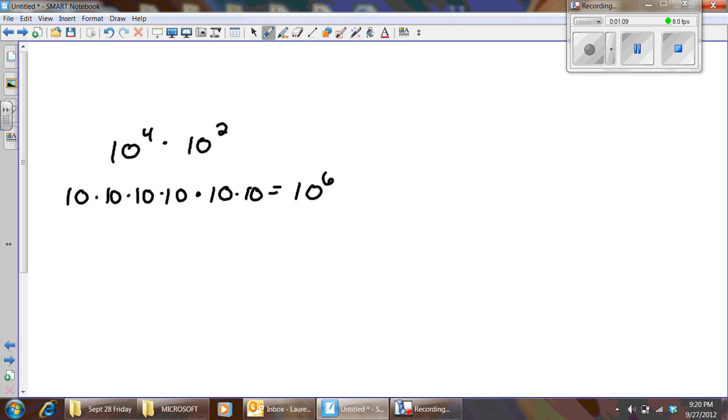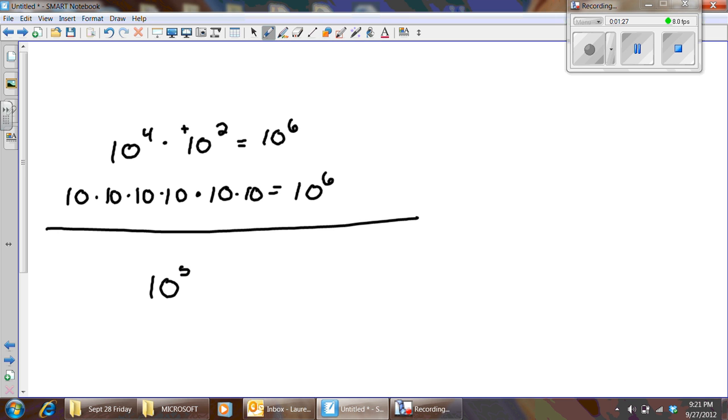You understand? So there's 4 tens here, and there's 2 tens there. Now, some of you guys are so smart, I'll bet you notice that you could just do 4 plus 2 and get 10 to the sixth, and you're absolutely right. Here, you try one really quick. Let's try 10 to the fifth times 10 to the, let's make it 8.